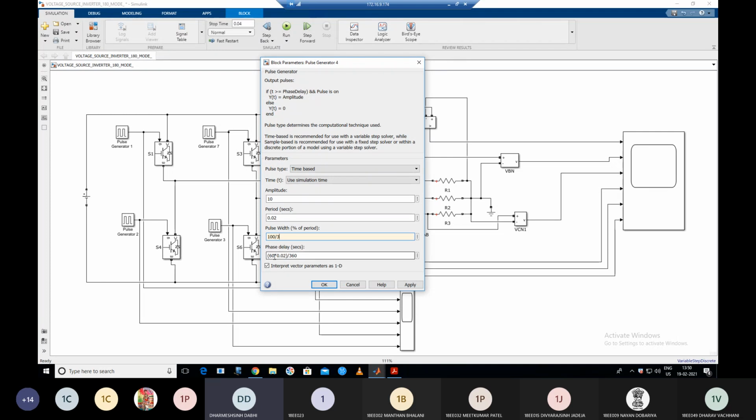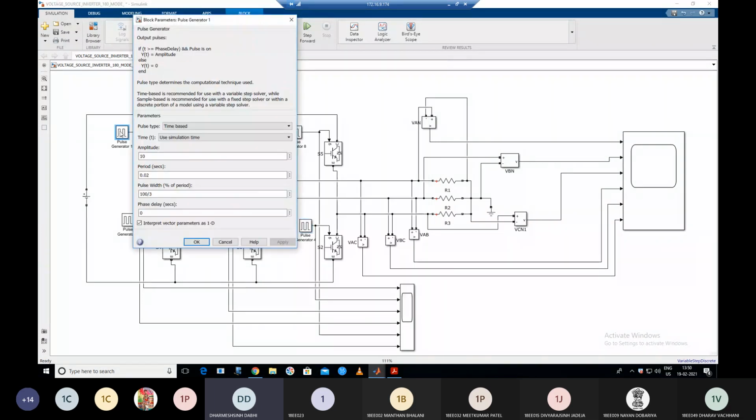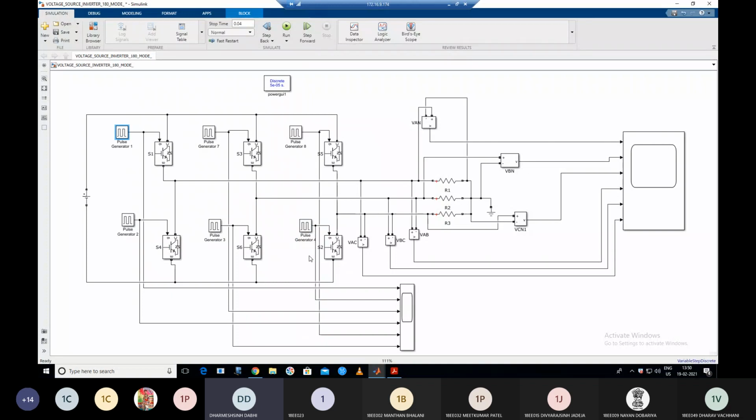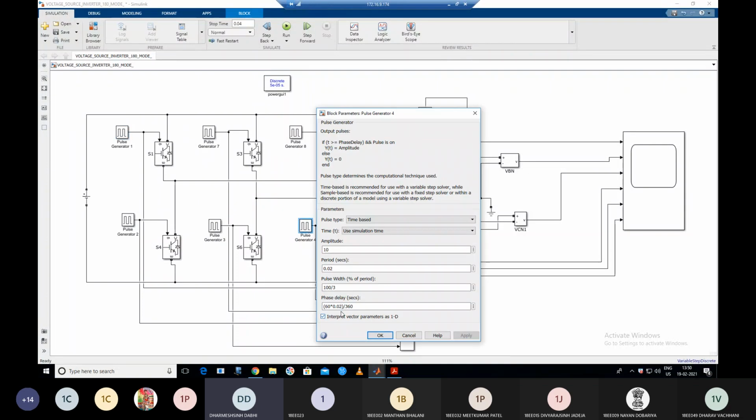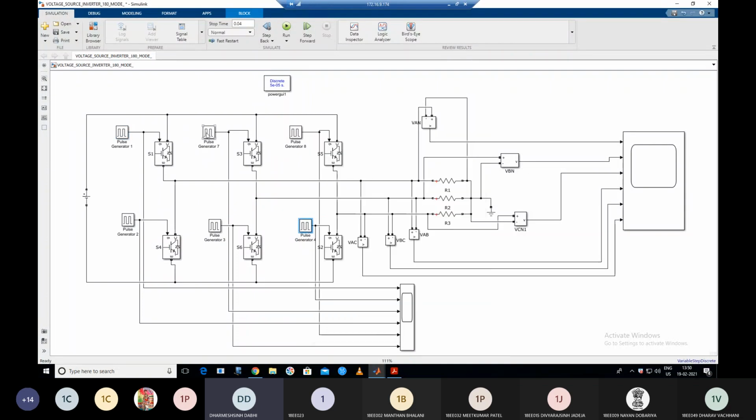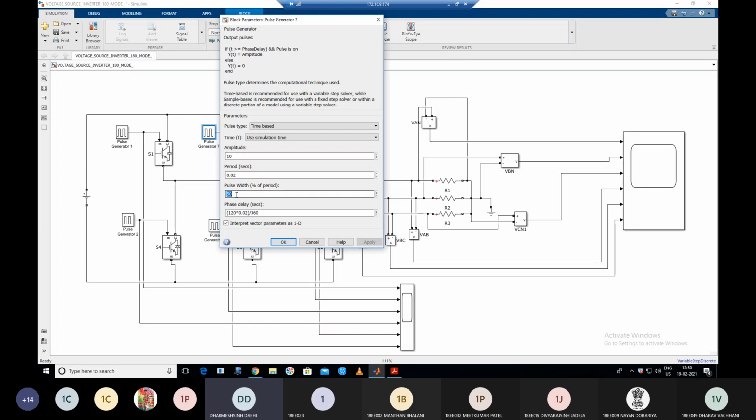What is the phase delay here? 60 degrees. Yes, as it is 60 degrees. So pulse generator 1 has 0 delay, switch number S2 delay is 60 degrees, then for switch number 3, here I put 100 by 3. Then what is the phase delay? As it is or different? 120 degrees. Yes, it is 120 degrees.